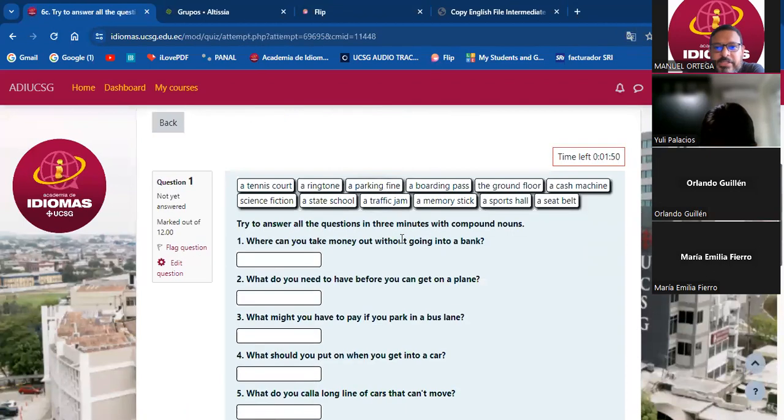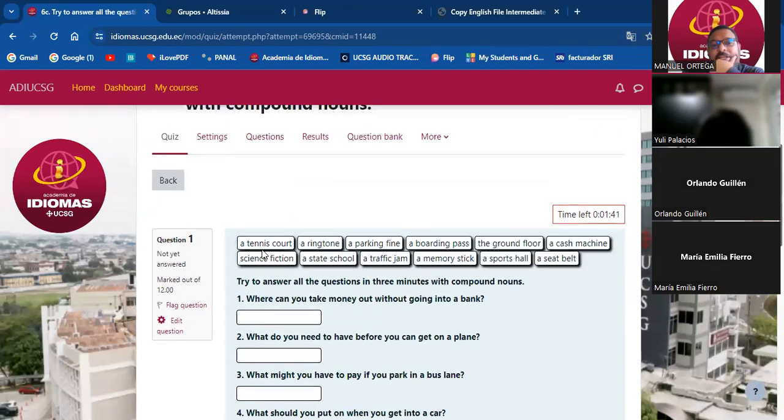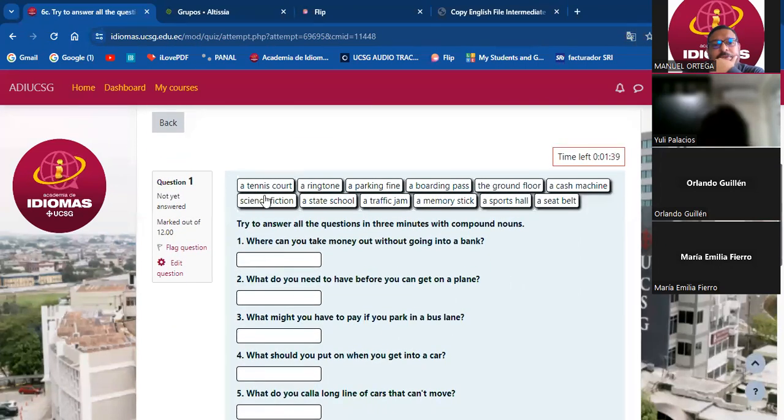And let's see. These are the words that we have. Remember that we only have 3 minutes. Take a look at the meaning only in this part. Tennis court, green tone, parking fine, multa de parqueo, parking fine. Fine has that meaning as well. Boarding pass, el ticket de abordaje. The ground floor, el piso, ¿no? El primer piso, the ground floor.